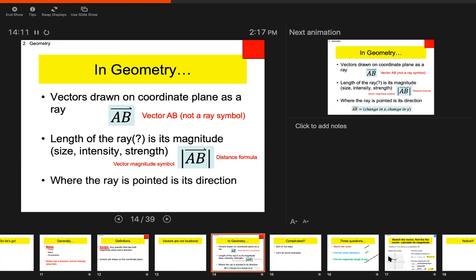Where the ray is pointed is its direction. Like, where is it going? Now, obviously, we're doing this in 2 dimensions. So if you restrict yourself to a 2-dimensional surface, it makes a whole lot of sense. Vectors can be in 3 dimensions as well, too. But where it is pointed is the direction of the force, not the force, but the direction of the force.